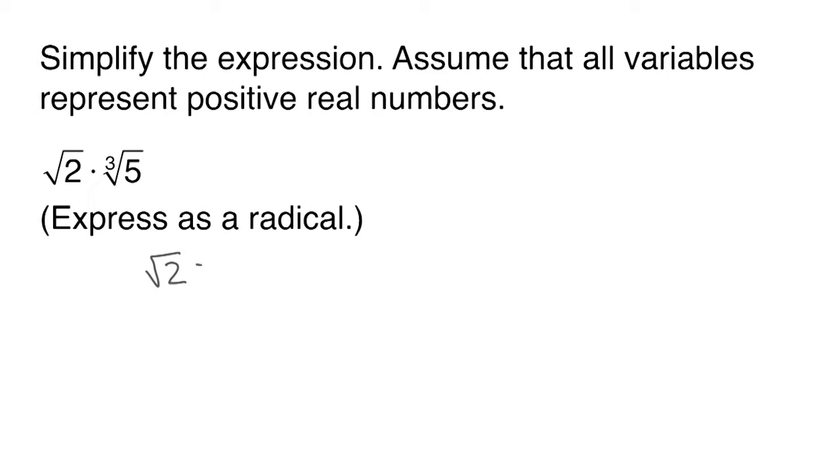The square root of 2 is equal to 2 to the 1/2 power. To write this as a sixth root, we'll need to rewrite that exponent with a denominator of 6. So we'll multiply the numerator and denominator of that exponent by 3, and we get 2 to the 3/6. This is equal to the sixth root of 2 cubed, or the sixth root of 8.